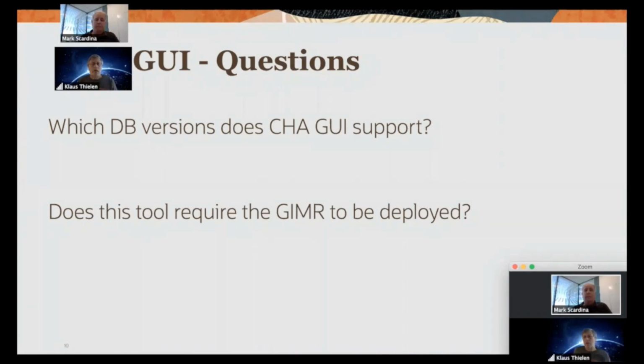One remark, Mark: when you have installed the GIMR later, immediately after the GIMR is up and running, CHA will recognize that and will start writing into the repository instead of into the file system. Correct. Yes. Good clarification there.